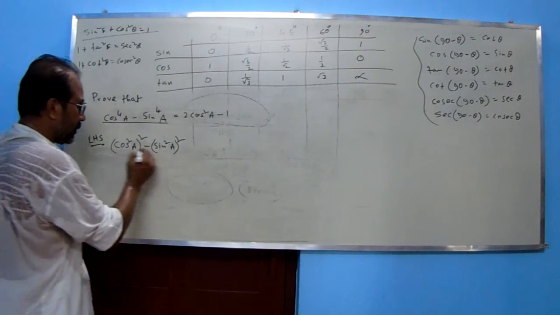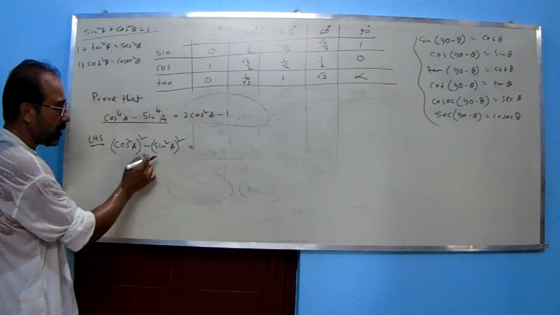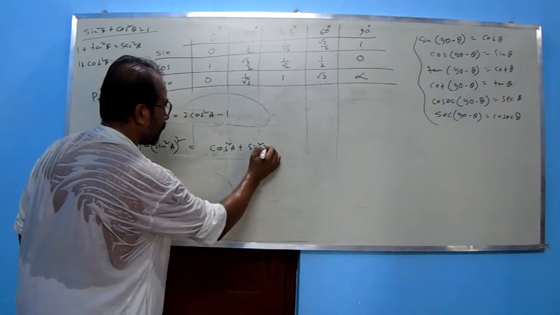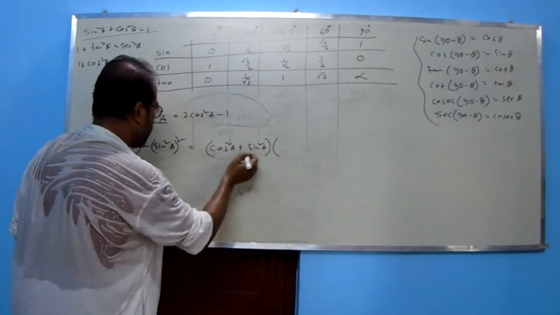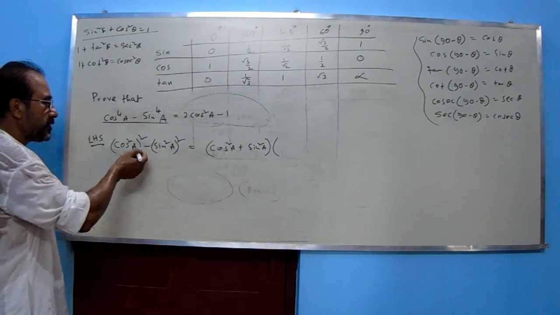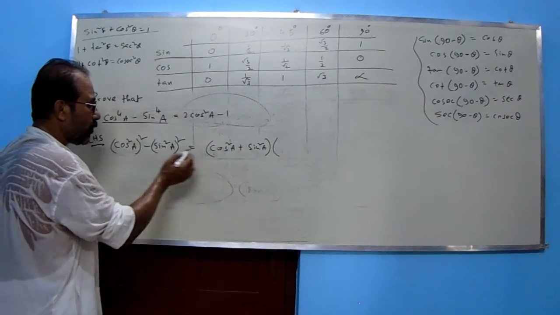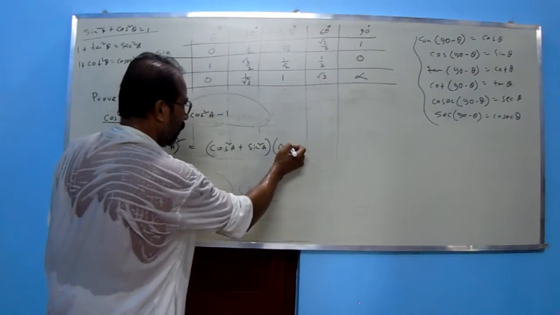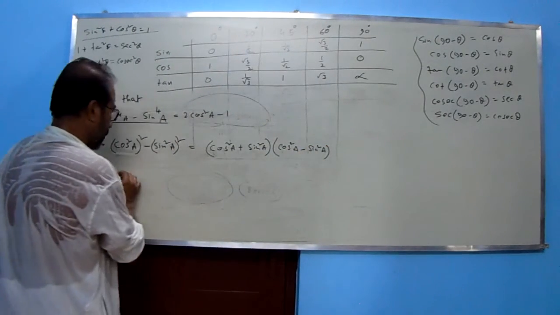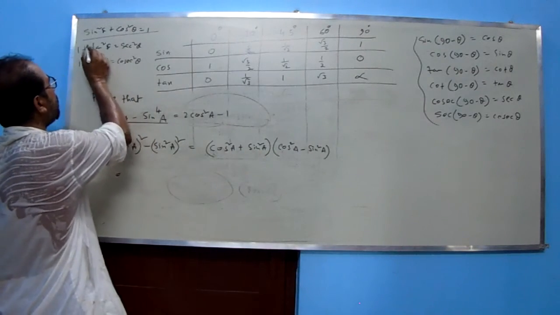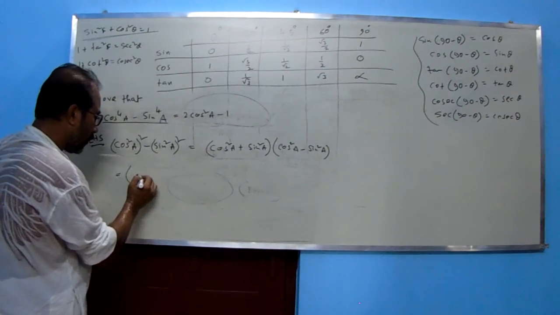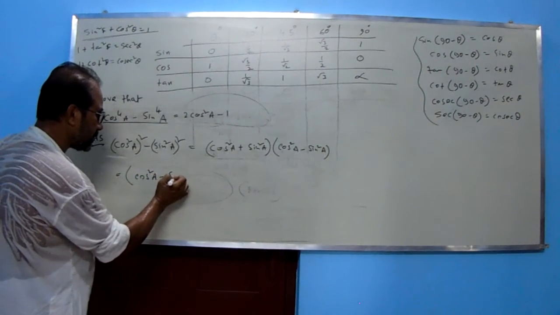So a square minus b square means a plus b into a minus b. So cos square a plus sin square a, where a is treated as cos square and b as sin square. So cos square plus sin square into cos square a minus sin square a. Now cos square a plus sin square a, the formula says it is 1. So it is 1 into cos square a minus sin square a.